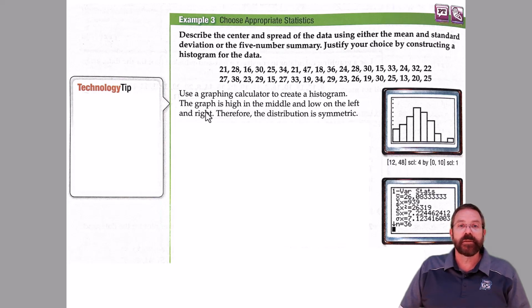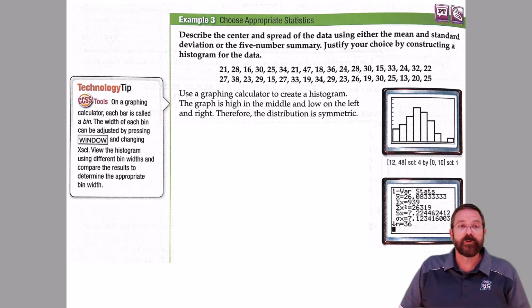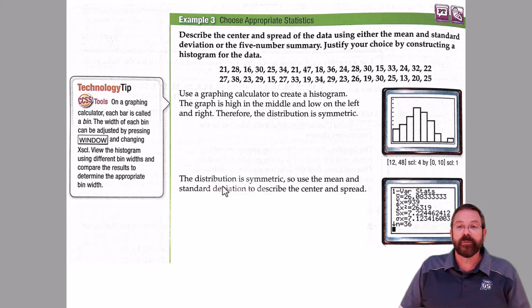And it says the graph is high in the middle, it's low on the left and the right, therefore the distribution is symmetric. Does it have perfect symmetry? No, it doesn't. But it's pretty close. And because it's pretty close to having symmetry, we're going to use the mean and the standard deviation to represent the spread of our data.